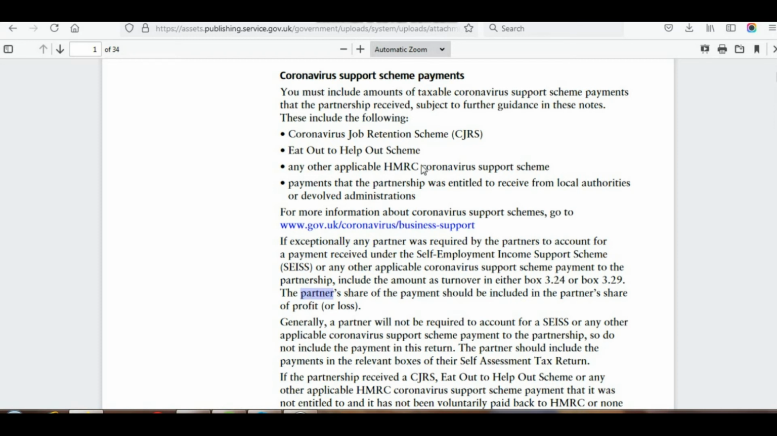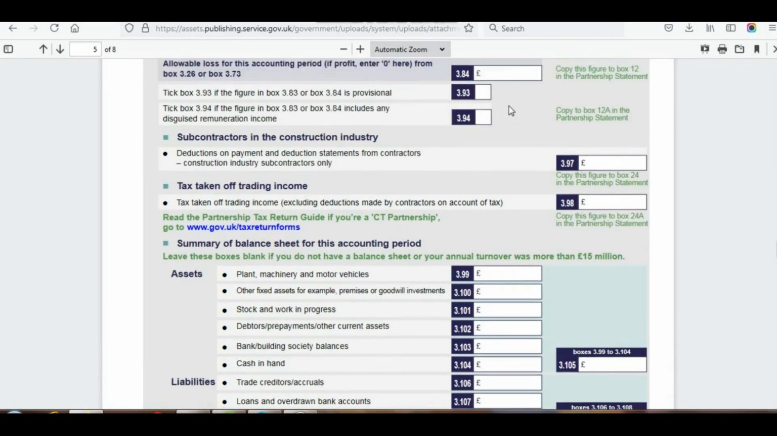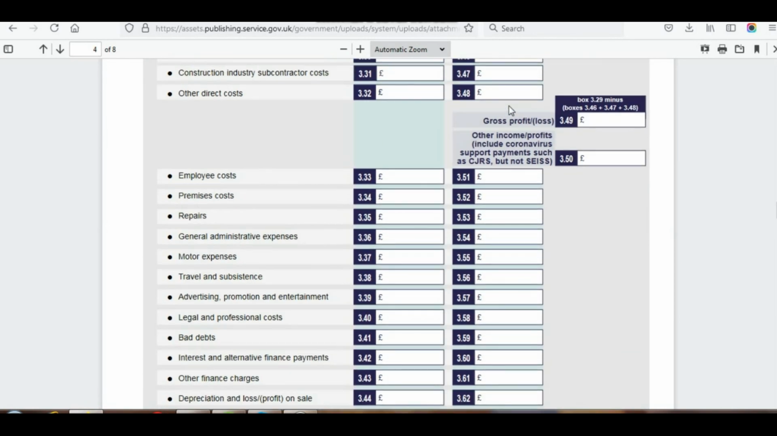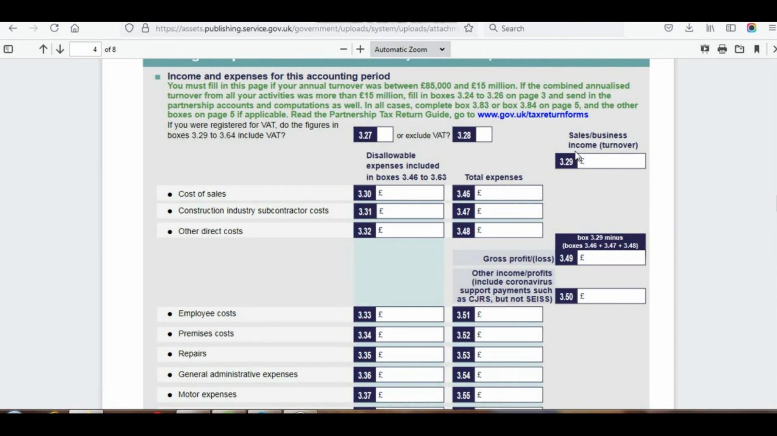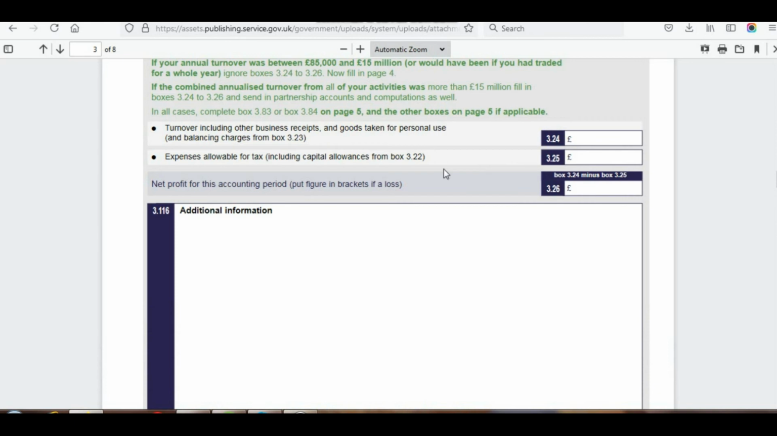So in this situation, you don't need to include the grant you received under SEISS in box 9.1 as I've just discussed. Instead, include it in either box 3.24 or in box 3.29. Box 3.29 should be on page 4, and 3.24 is on page 3, so include it as turnover. Okay, the first, second, and third SEISS grants should be included in tax return 2020-21, and the fourth and fifth will come in the 2021-22 tax year.